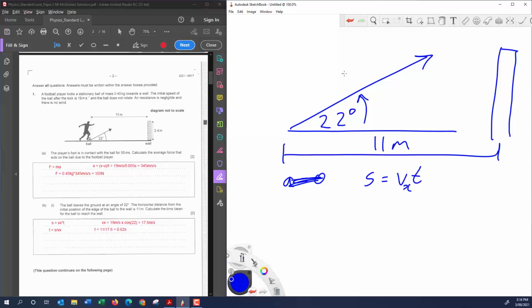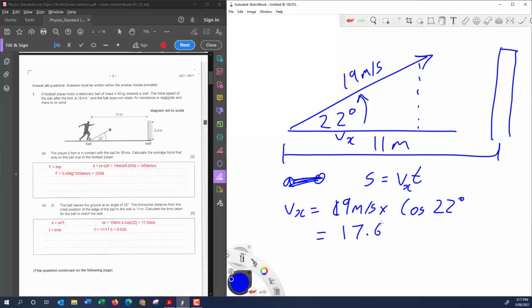So I've got that the overall velocity on that diagonal is 19 meters a second. I need to figure out what is the x component of that. So I'm going to call that Vx. So to figure out my Vx, it's going to be equal to 19 meters a second multiplied by the cos 22 degrees, which I've previously calculated to be 17.6 meters per second.